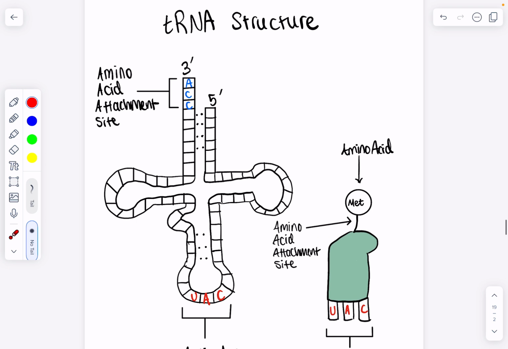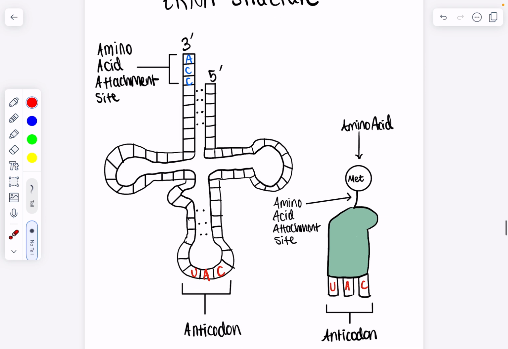Okay, next we want to look at the structure of the tRNA, the transfer RNA. Here's a closer 2D diagram of the tRNA. So first of all, we can look at the shape. It looks like a T, right, across. And also, we want to look at 2 important locations in the tRNA. We have the amino acid attachment site and the anticodon here below.